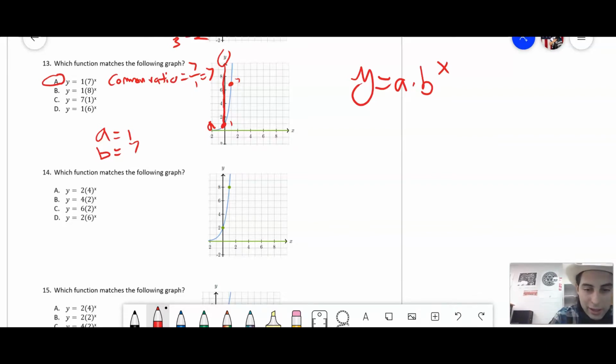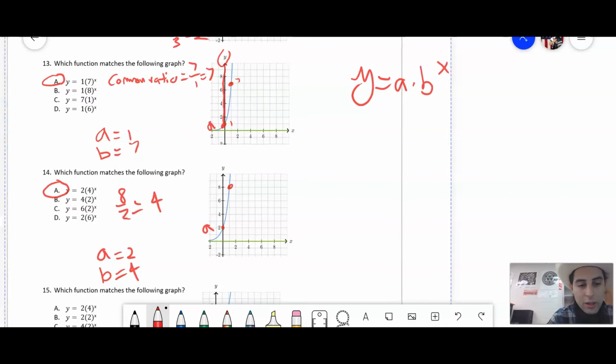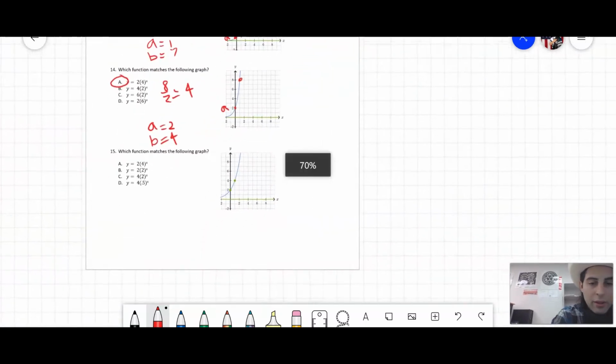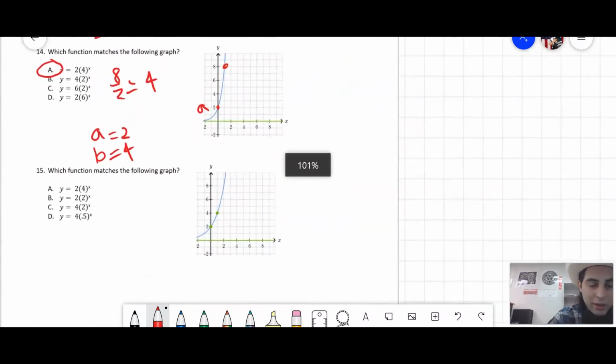What about 14? What's my A value here? So my A value is 2. And then for my common ratio, I'm going to do 8 over 2, which is 4. My B value is 4. So I'm going to have 2 times 4 to the power of x. All right, remember, common ratio.